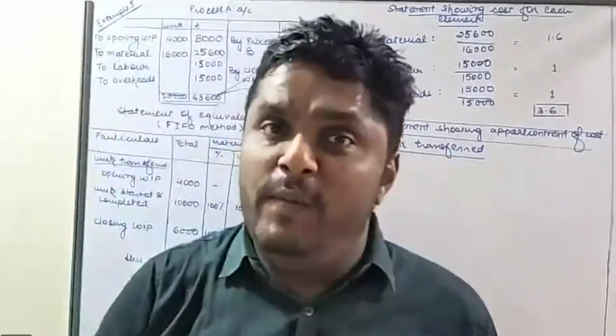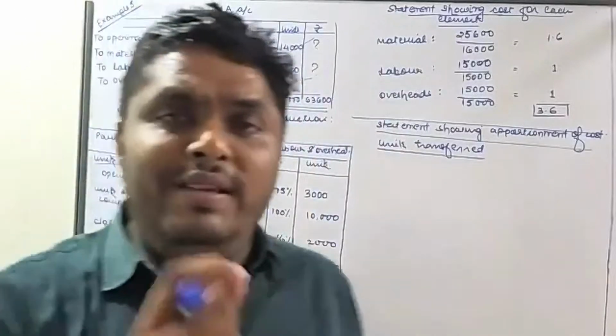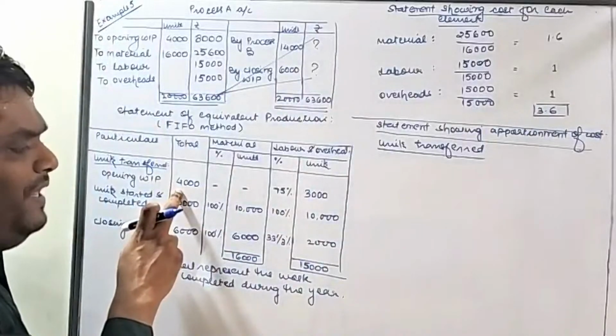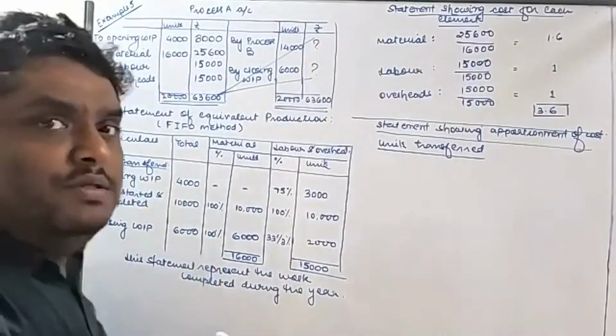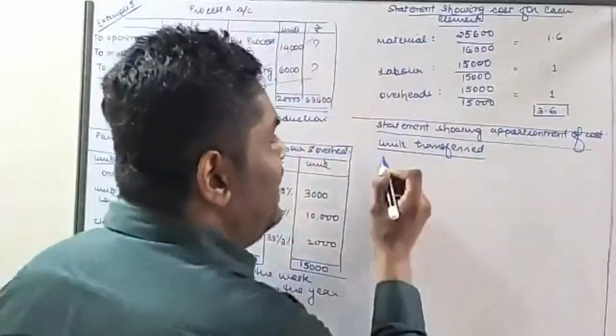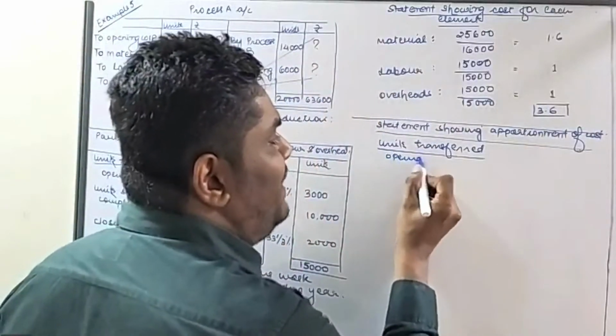Now we are using FIFO method. So when talking about units transferred, it means these units transferred here in C. 4,000 units were from opening work in progress and 10,000 units were from the inputs that are made during the year. So let's start with the calculation of cost of units transferred. We will first take opening work in progress.